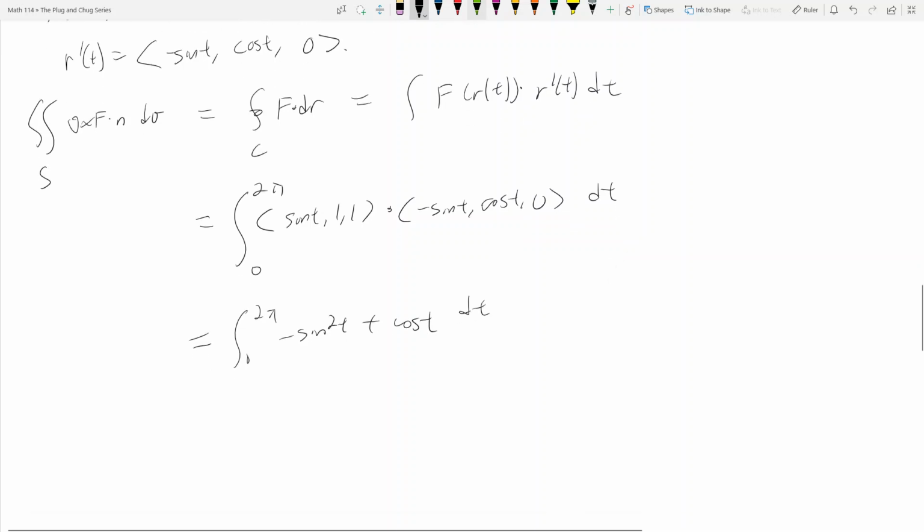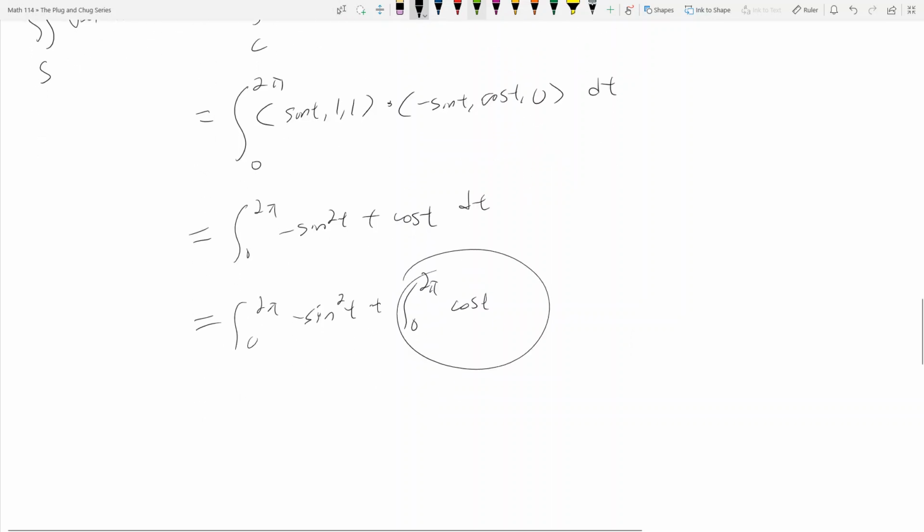And if you do this integral, if you split it up, negative sine squared t, plus the integral of cosine t, this integral is going to be 0. And for this first guy, you pull the negative sign out in front, and then you need to use the fact that sine squared t is equal to 1 minus cosine 2t over 2.